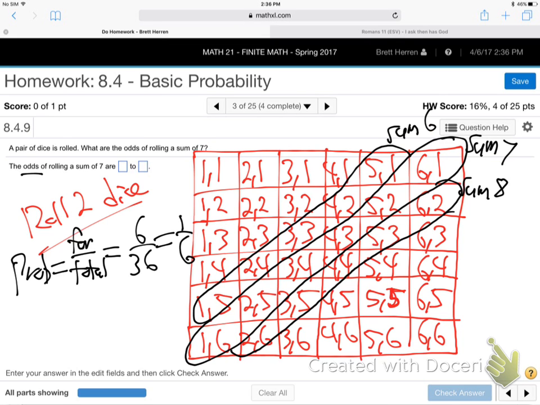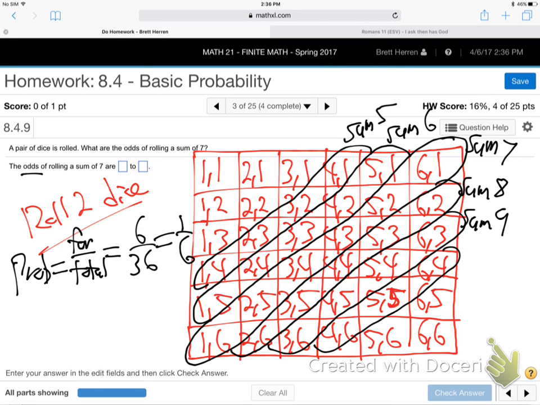Then go on up the line. Sum of 9, that's only 4 out of 36. See, 7 is the center. Go 2 above it, 9, or 2 below it, 5, and you're getting a 4 out of 36 likelihood, less likely, 1/9. Go a little bit higher. Sum of 10, 3 out of 36, or sum of 4, same thing.